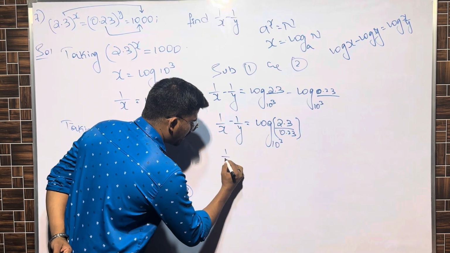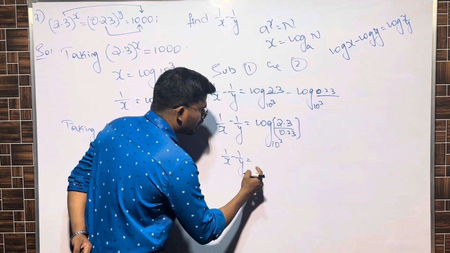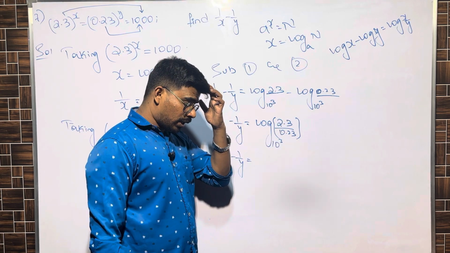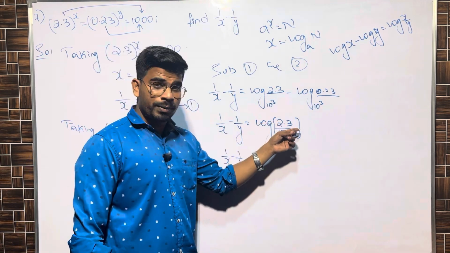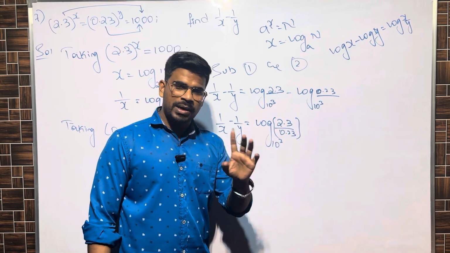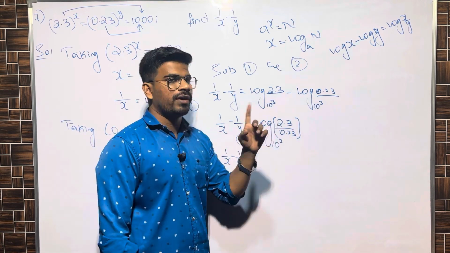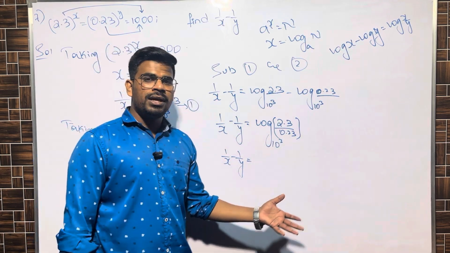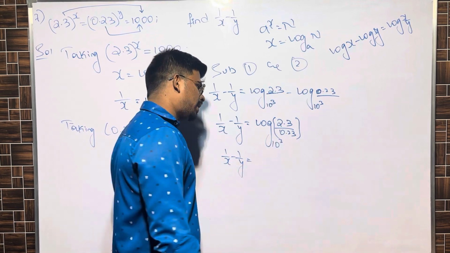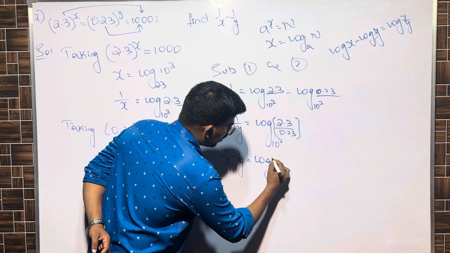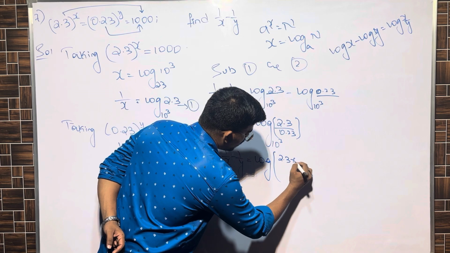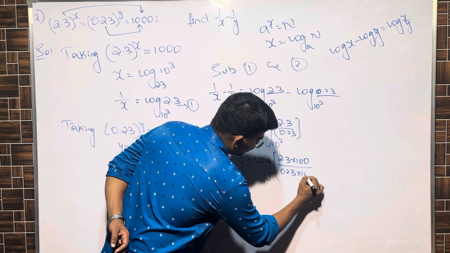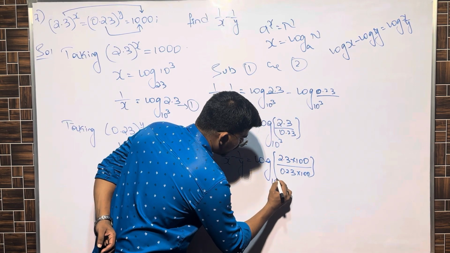So now 1 by x minus 1 by y. Now you imagine by what number are we supposed to multiply 0.23 and 2.3? I already told you, you have to check how many numbers are there. For the numerator, if you multiply by 10, that is sufficient because after the point one number is there. For the denominator, there are two numbers after the point, so we have to multiply by 100. But keeping the largest one in mind, we are multiplying by 100. So it is log 2.3 into 100 by 0.23 into 100 to the base 10 cube.